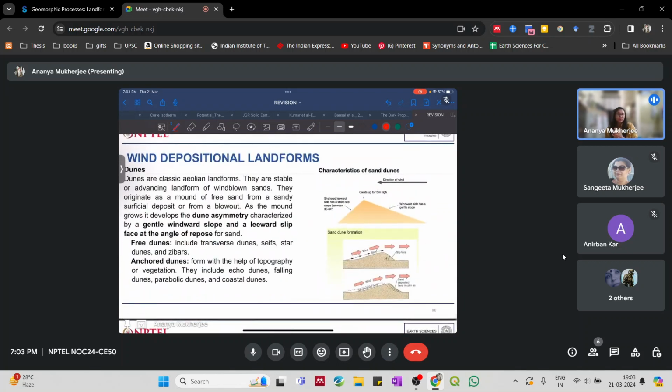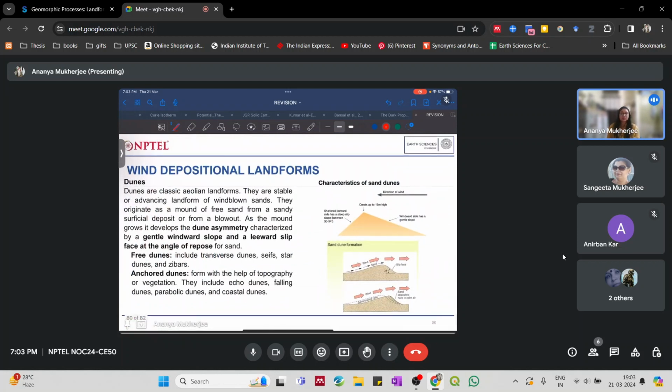Now, the most important landform that we have are the dunes. The dunes are formed with the crest being perpendicular to the direction of the wind, and this is the windward side of the slope, and this is the leeward side. The windward side has a gentler slope, whereas the leeward side has a steeper slope.